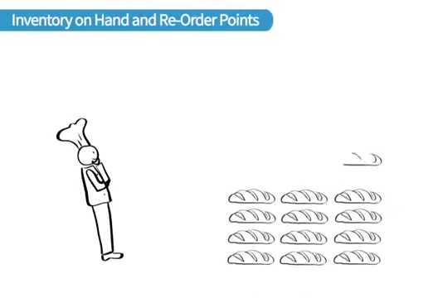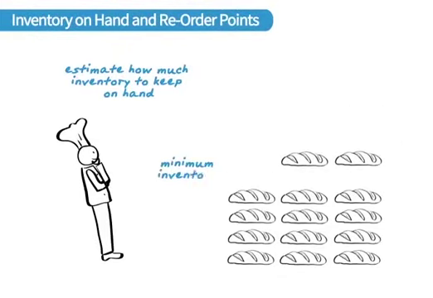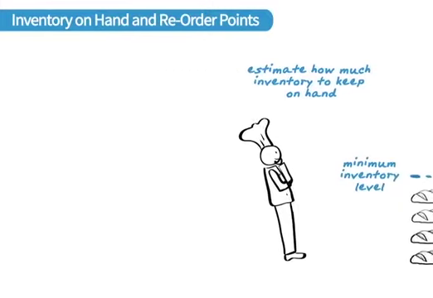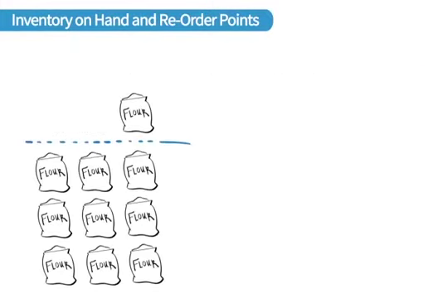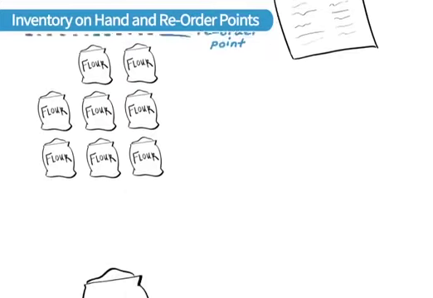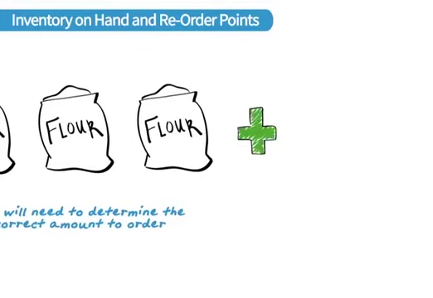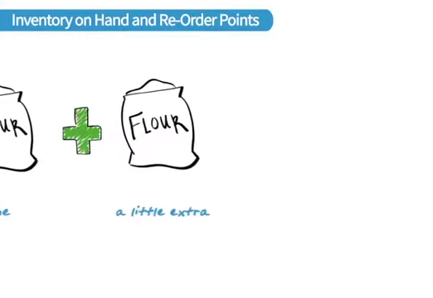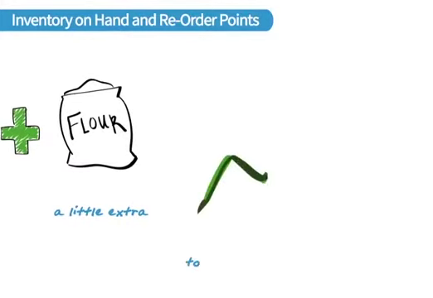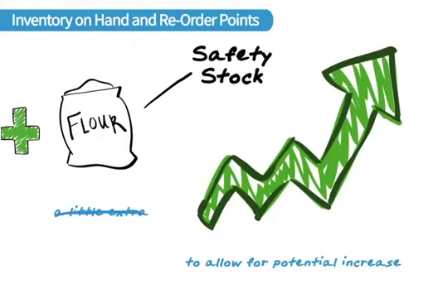To achieve these minimum goals, you need to estimate how much inventory to keep on hand, or your minimum inventory level. Anytime your inventory falls to that level, you should put a new order. This will be your reorder point. You also need to accurately determine the correct amount to order. It's always a good idea to order a little extra to protect yourself against unforeseen delivery delays and to allow for potential increases in use. This is often referred to as safety stock.